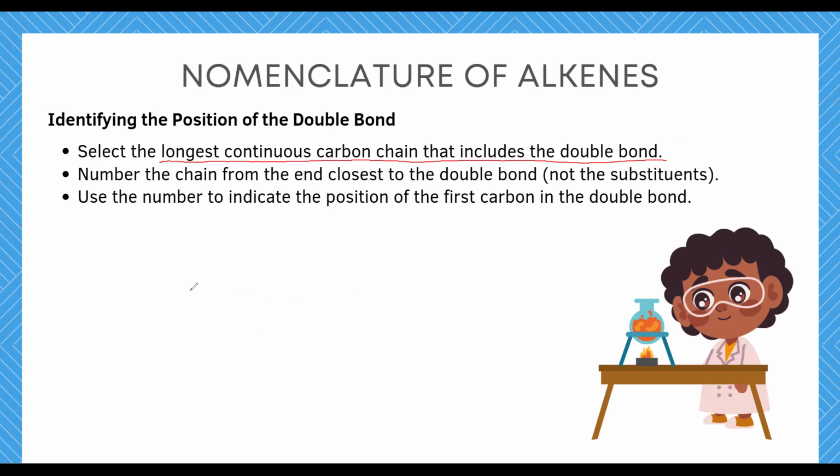So step number one, select the longest continuous carbon chain that includes the double bond. So what we simply mean is, if for instance, I have a carbon chain like this, 1, 2, 3, 1, 2, 3, 4.